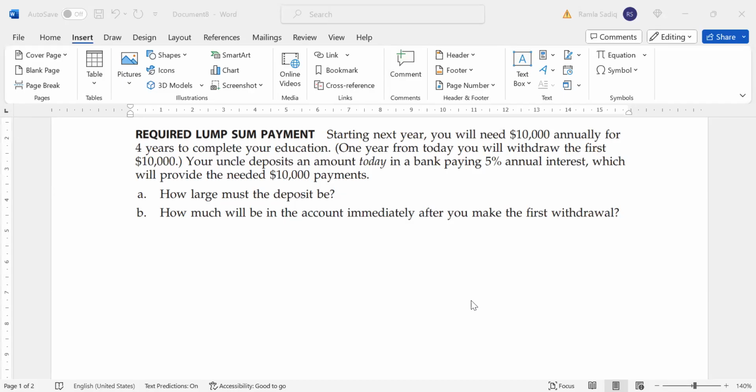Right, now let's get started on a required lump sum payment. And remember, these are from Time Value of Money from Brigham and Houston's Fundamentals of Financial Management.